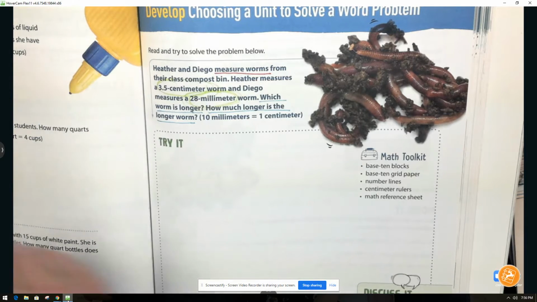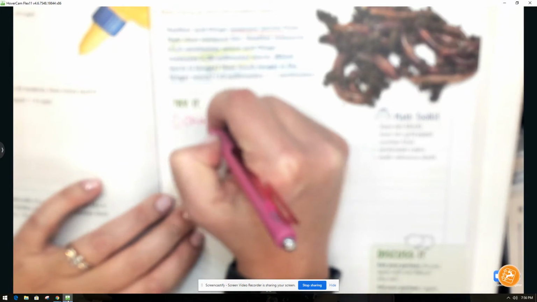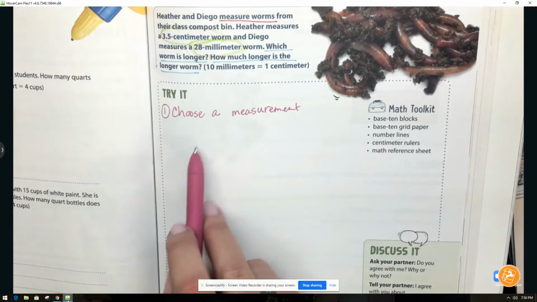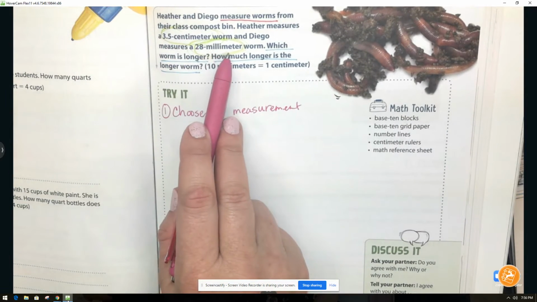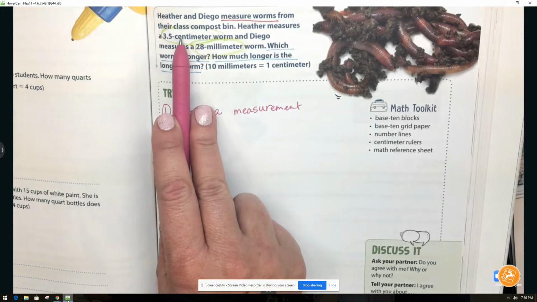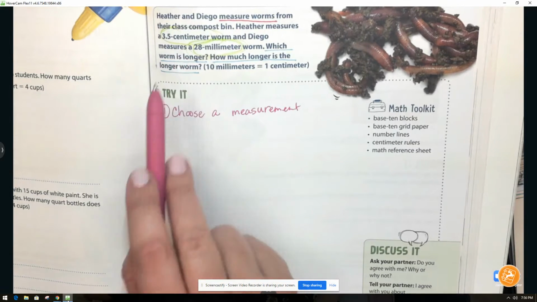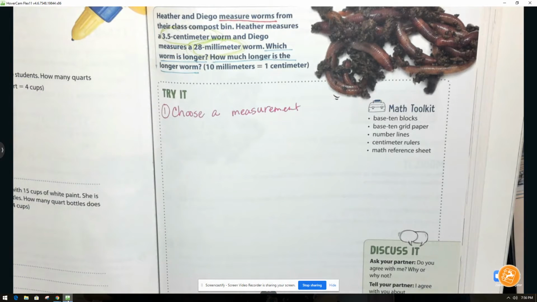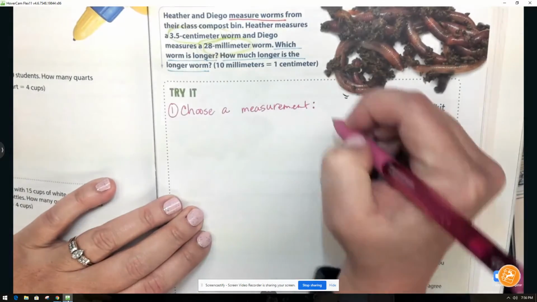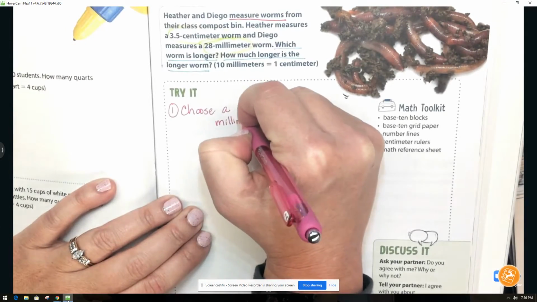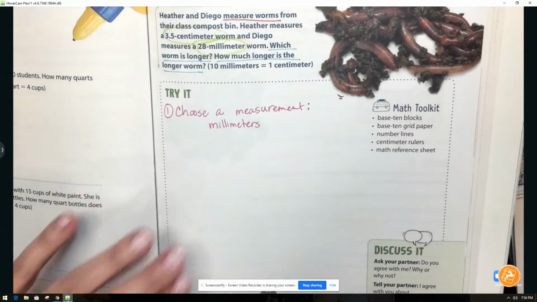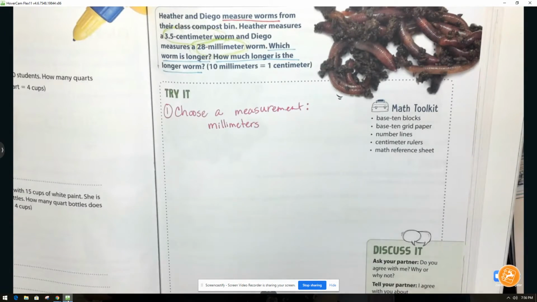The very first thing we need to do to solve this is choose a measurement. We need to decide if we are going to convert centimeters to millimeters or millimeters to centimeters. So, do you have a preference? Well, I think I would rather work with millimeters than centimeters, so I'm going to go ahead and choose millimeters. Like I mentioned before, you could solve it either way, but I'm going to solve for millimeters.